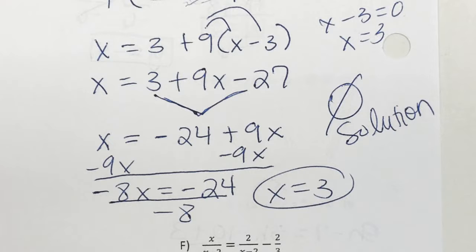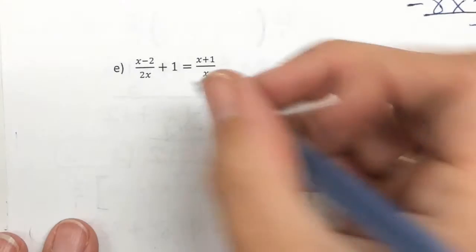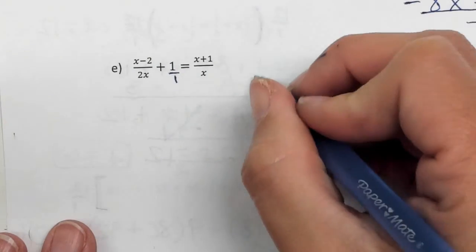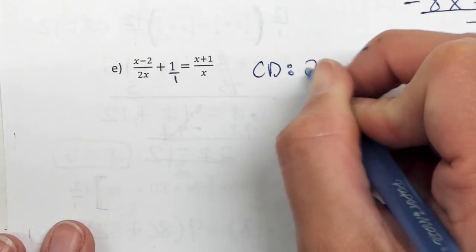Alright, so let's look at which one y'all want to do. We'll do one more together. B, C, E, or F? E. Okay. So this one we have 2x, we have a 1 and an x. Can anybody tell me the common denominator? 2x, very good.